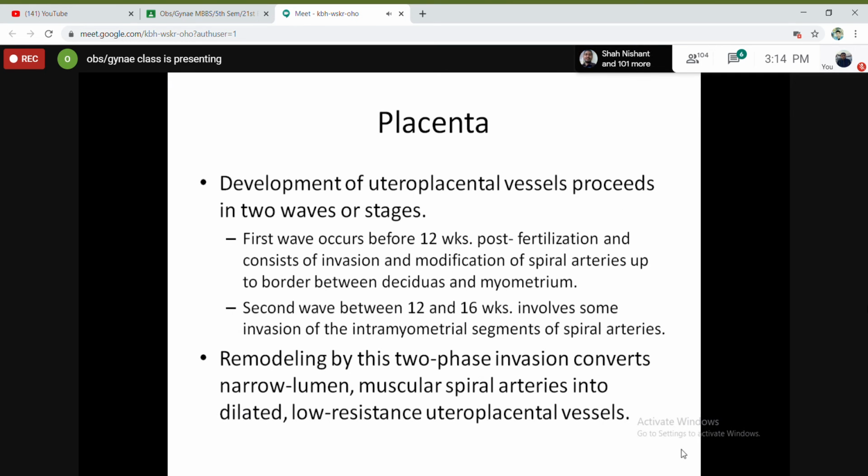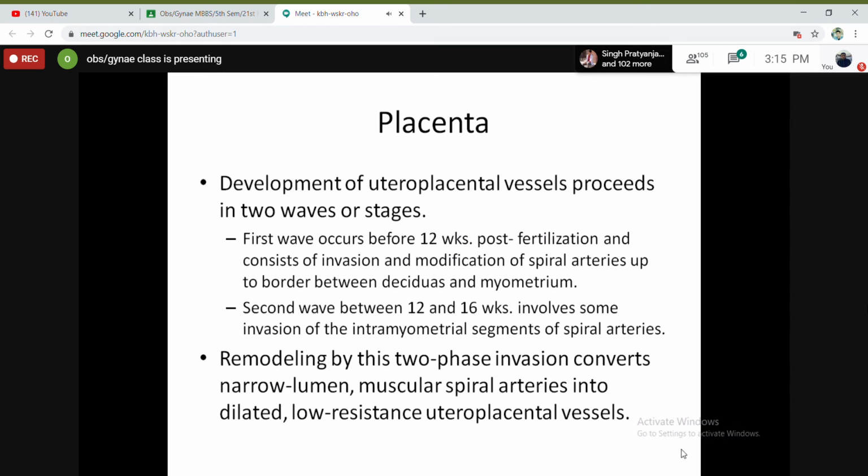So the development of the uteroplacental vessels occurs in two waves. The first wave occurs before 12 weeks post fertilization, that is before 3 months of gestation, and it consists of invasion and modification of spiral arteries up to the border between the decidua and myometrium. So up to the myometrium, the spiral arteries are modified by the invasion of the trophoblastic cells. And the second wave of invasion occurs around 12 to 16 weeks of gestation.